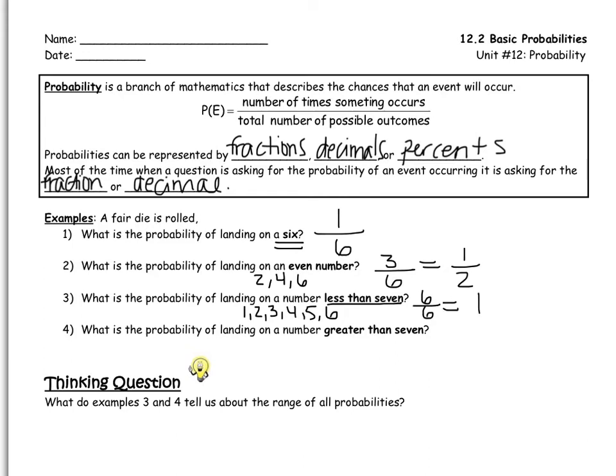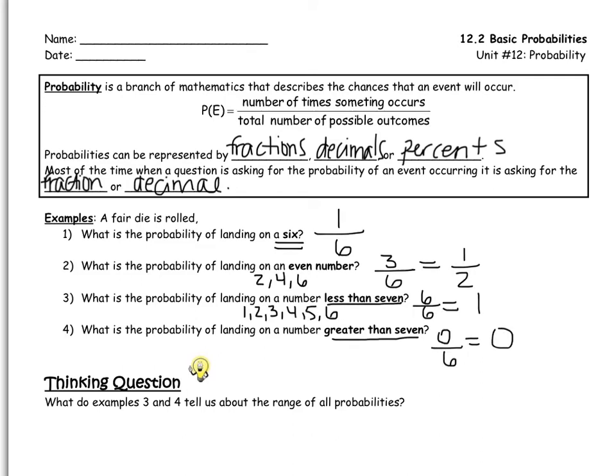Number 4. What is the probability of landing on a number greater than 7? Well, the only numbers on a die are 1 through 6, so are there any numbers on a die that are greater than 7? And you should say none. So therefore, the probability is 0 out of 6, or simply 0.